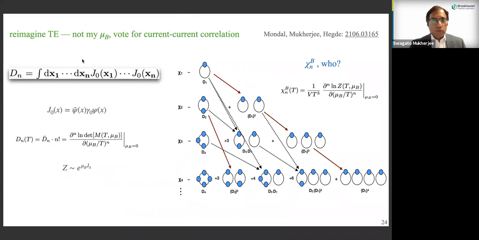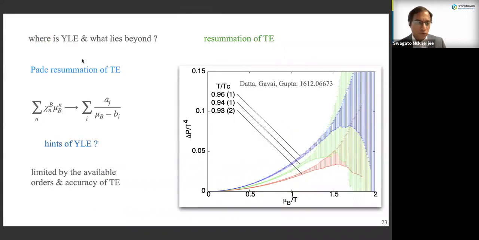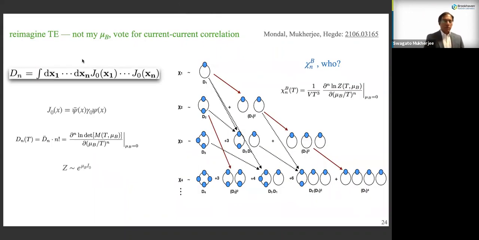Okay, so what I would talk about, which was actually given as the main topic of this talk, is to think about this resummation a little bit differently. So let's start by asking the question, what is this expansion? What are these expansion coefficients? This chi_B of n, this susceptibility, what are they?